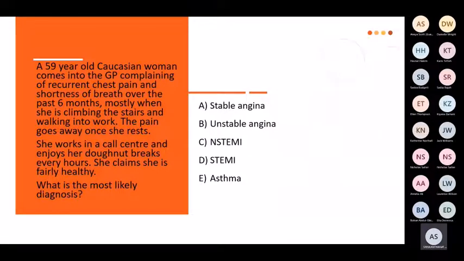So your next SBA, you've got a 59-year-old Caucasian woman who comes into the GP complaining of recurrent chest pain and shortness of breath over the past 6 months, mostly when she's climbing the stairs and walking into work. The pain goes away once she's at rest. She works in a call centre and enjoys her donut breaks every hour. She claims she is fairly healthy. What is the most likely diagnosis?